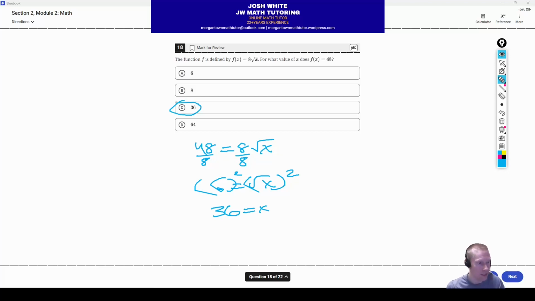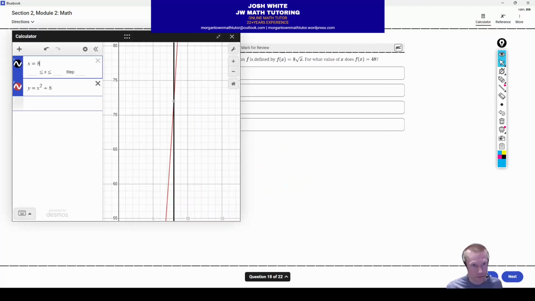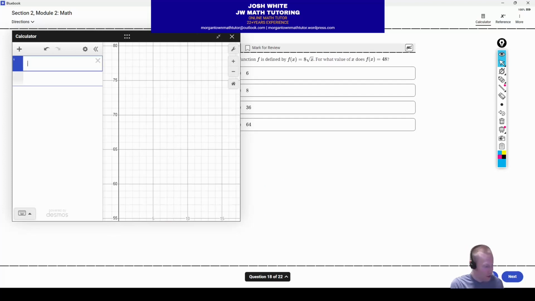Correct answer is going to be letter C. Of course, we could go to Desmos and solve this as well. Again, the way I like to do this is, if you set this equal to 48, you have 48 equals 8 root x. I like to graph y equals both sides. So y equals the left side, y equals the right side.